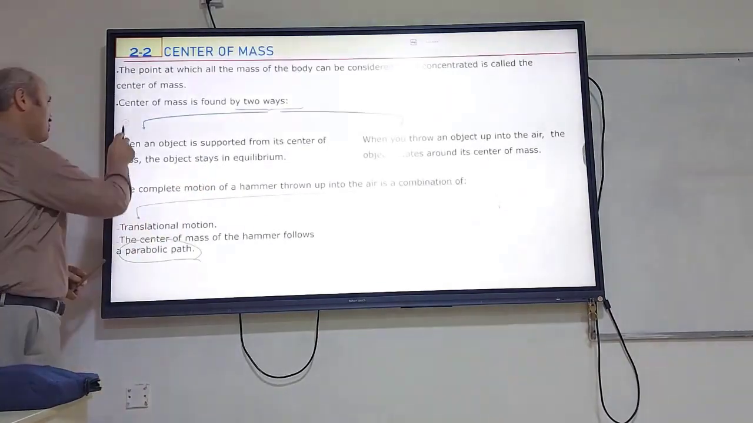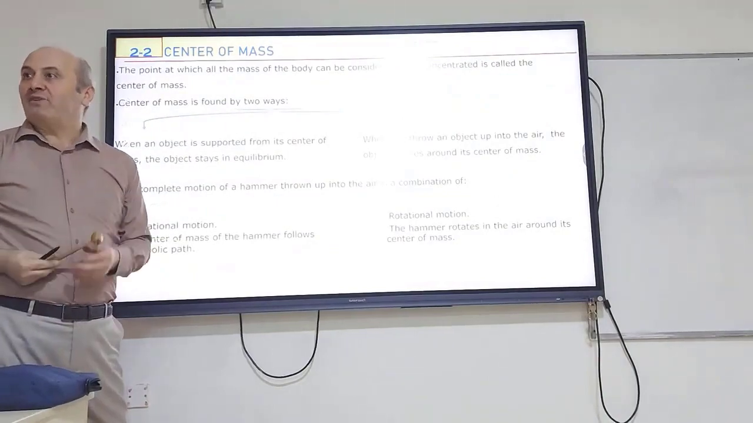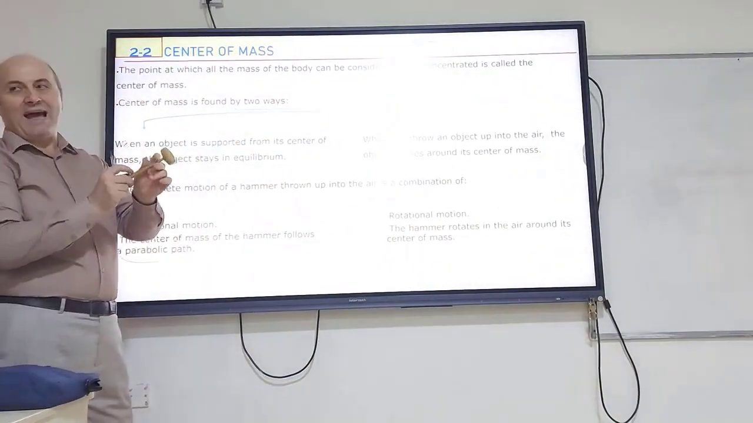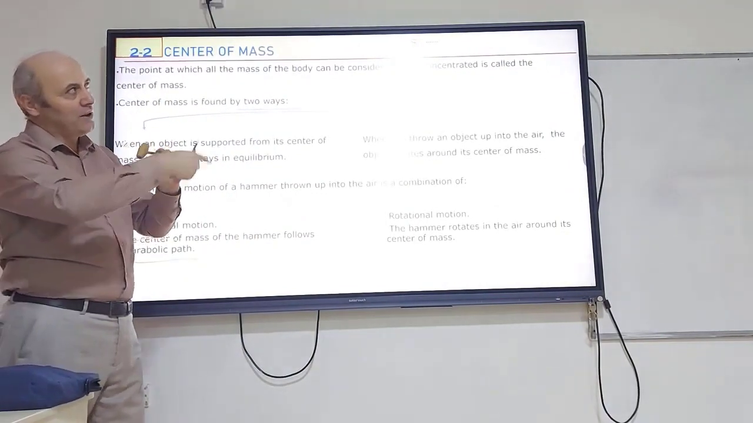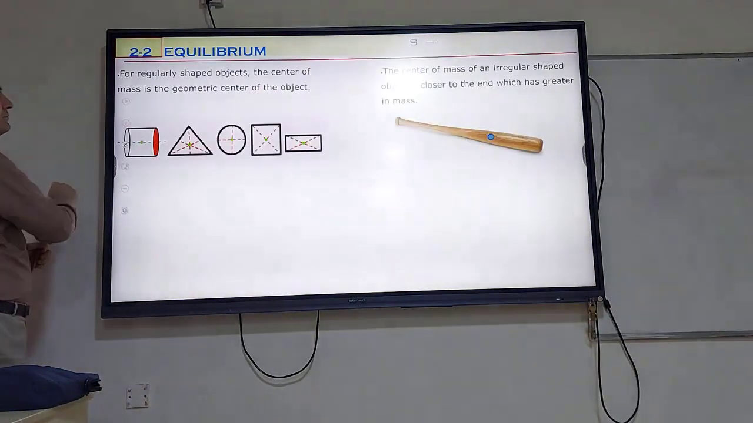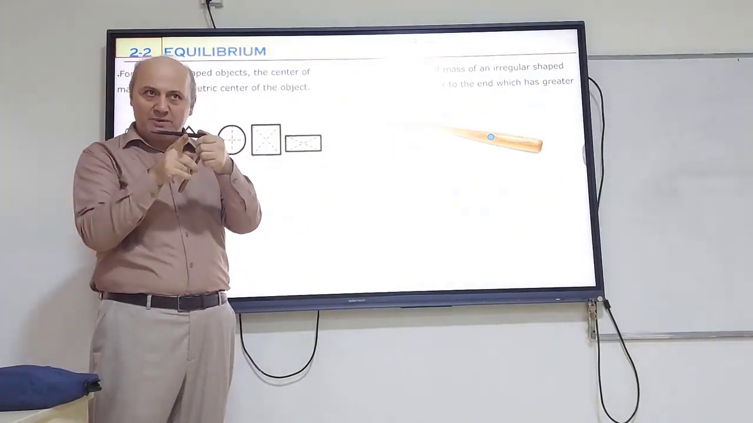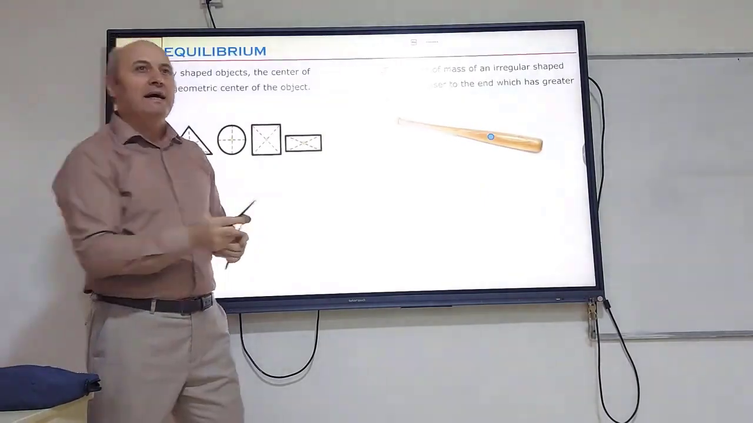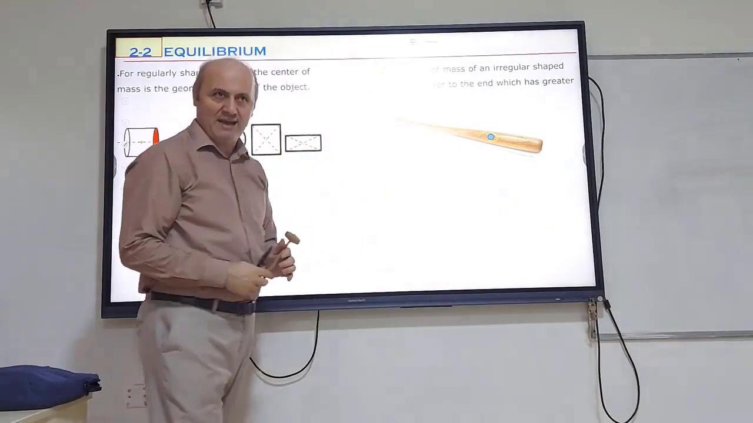So I said that these two are important. You can really miss your question. The center of mass follows the parabolic path of a projectile, but at the same time, the ends of the hammer trace out circles. And generally, the midpoint is the center of mass for a regular shaped object, but if this object is irregular shaped, what are we going to do? The center of mass is going to be closer to the heavier side.